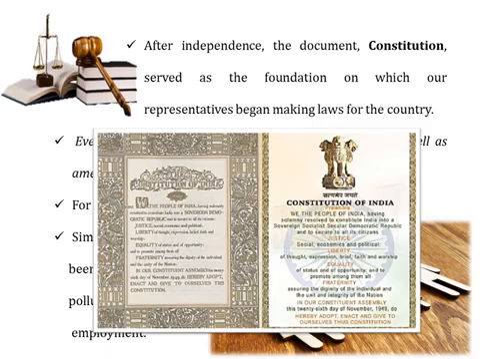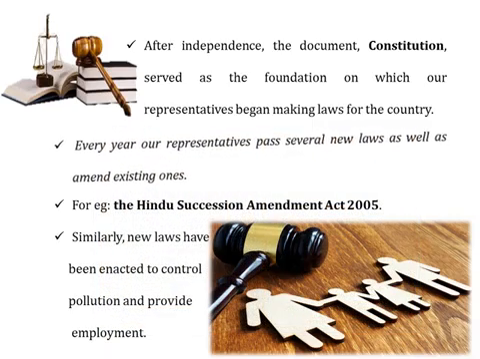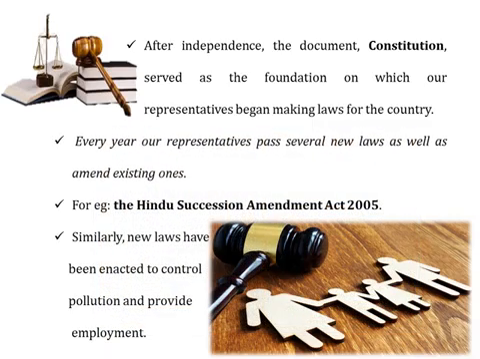After independence, the Constitution served as the foundation on which our representatives began making laws for the country. And every year our representatives pass several new laws as well as amend the existing ones. For example, one such law which was modified was the Hindu Succession Amendment Act of 2005. The old act was the Hindu Succession Act of 1956. It was an act of Parliament related to intestate succession among Hindus, Buddhists, Jains and Sikhs. According to that, females were granted ownership of property, but they were not given equality.